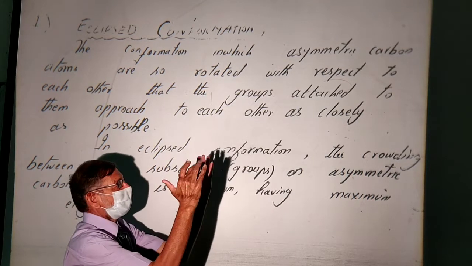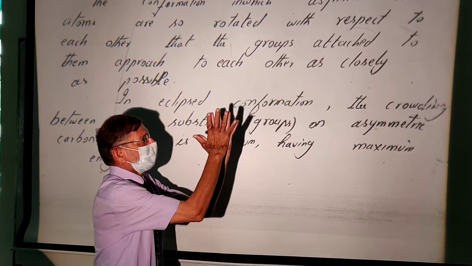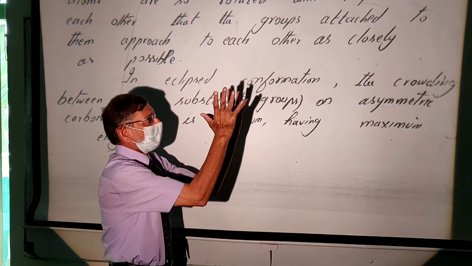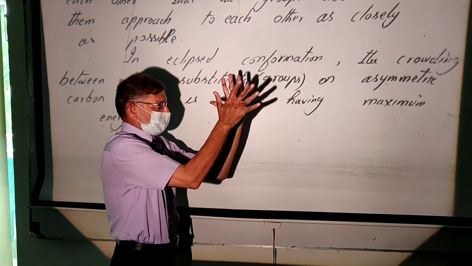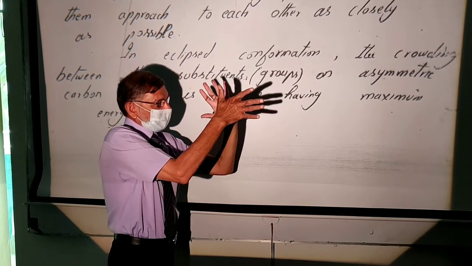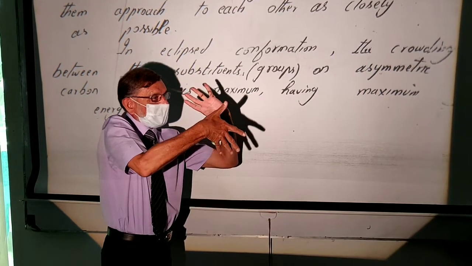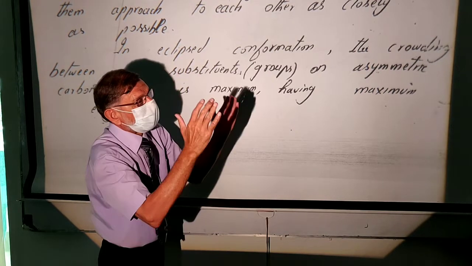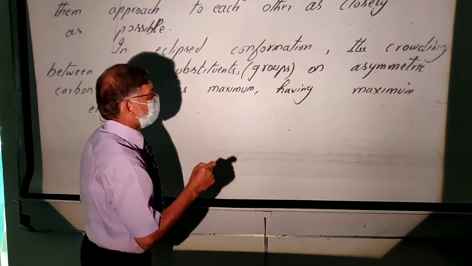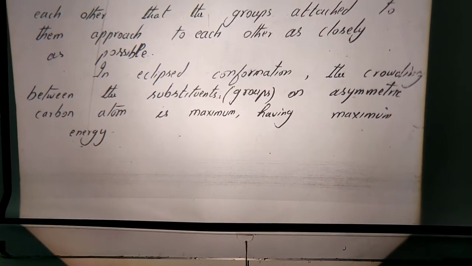One axis, another axis, very close to each other, like this. And how will they be far from it? Look, it is rotating like this, rotating like this. And they are becoming far apart, and when they are far apart, that is designated as staggered. So currently we are showing the eclipsed form.